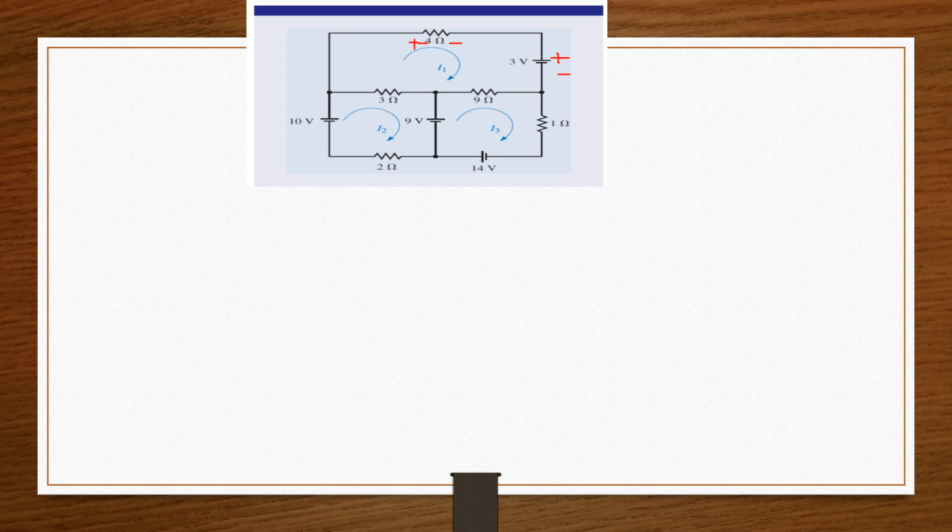Okay, so now we come to our 9 ohm resistor. The same thing, we have our plus here and then our minus at the other side. Same thing here, our plus here and our minus here. So we are done doing our sign conventions for mesh 1. So this is our sign conventions for mesh 1. Since we know this, we can write our KVL equations. So now let's write our KVL equations for mesh 1.